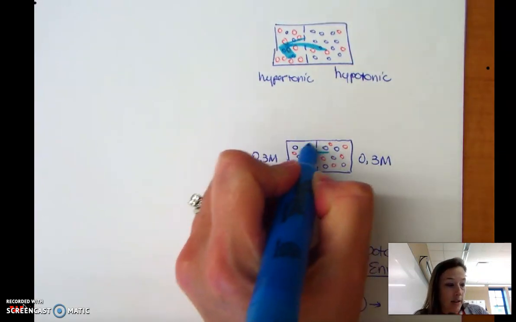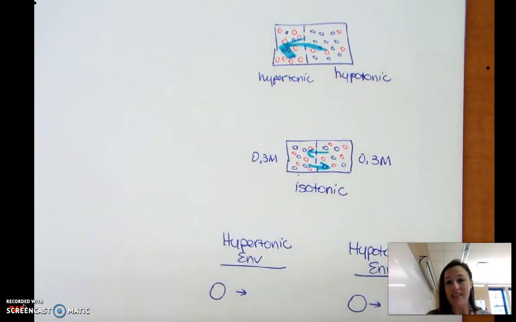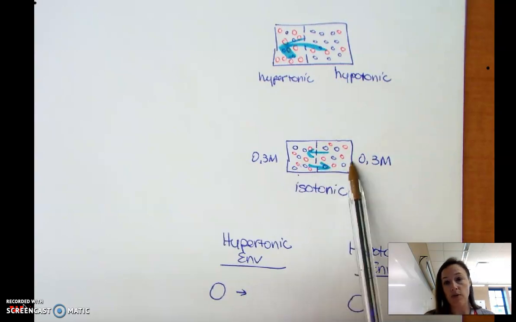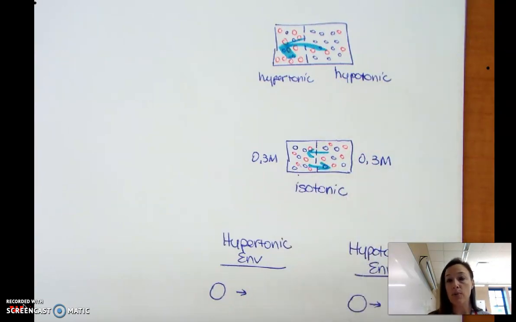The reality is that water is going to move, but it's going to move both ways equally. So for every water that moves to the left, one is going to move to the right. So water never stops moving. It's just, is it moving more in one direction or is it moving back and forth equally?